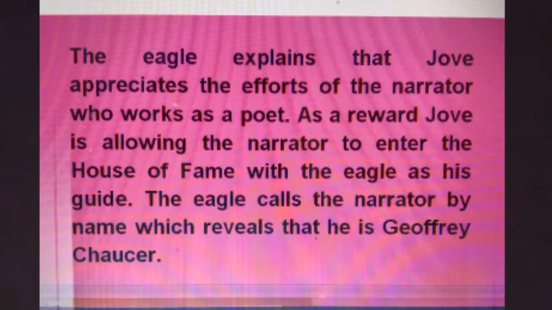So the eagle explains that Jove appreciates the efforts of the narrator, who works as a poet. So the eagle tells that Chaucer as a poet is a very good poet, and the god Jupiter is happy about his works. As a reward, Jove is allowing the narrator to enter the house of fame with the eagle as his guide. So Chaucer, as a famous poet, is granted, as a reward of his contribution to literature, a name written on the house of fame. So Chaucer is given an entry to the house. The eagle calls the narrator by name, which reveals that he is Geoffrey Chaucer. So now we know that the eagle calls him Geoffrey Chaucer.